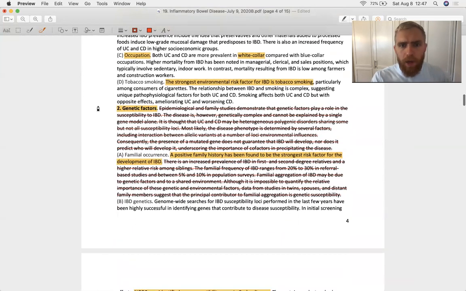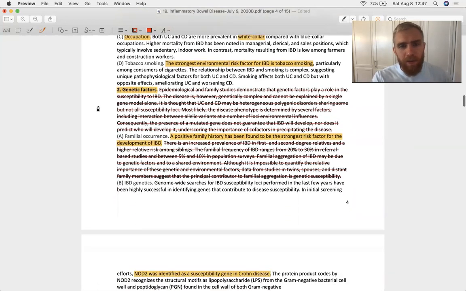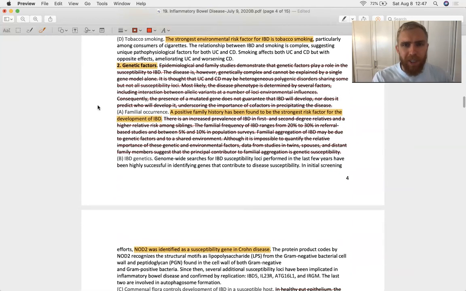They're more common in white-collar jobs, although that's not, in my mind, necessarily a risk factor you're going to get tested on. And if you smoke, you're more likely to get Crohn's, but you're less likely to get ulcerative colitis. That's a pretty particular finding, so you should be able to remember that for a while.